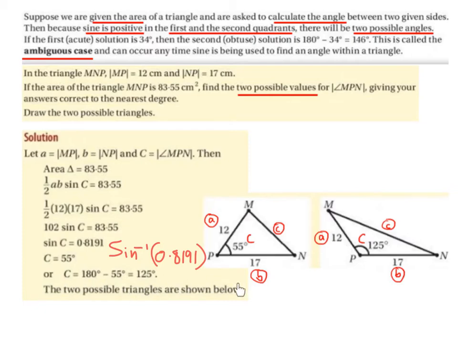So the two possible triangles are shown. We have one triangle with an acute angle labelled 55 degrees. PM we label as 12, PN we label as 17. And then we have our other triangle with our obtuse angle being 125 degrees, and PM being 12 and PN being 17.